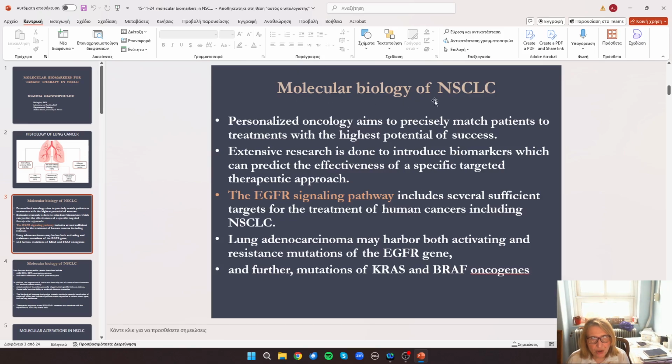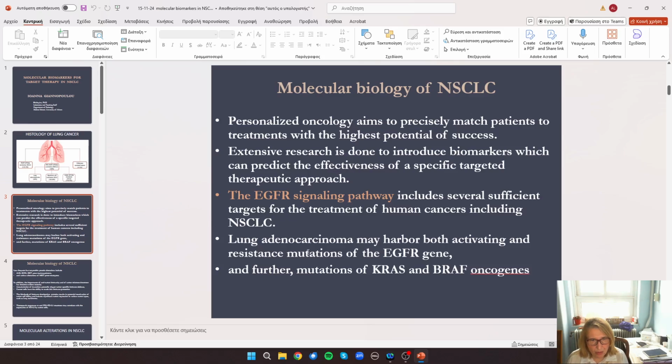Molecular biology of non-small cell lung cancer. Personalized oncology aims to precisely match patients to treatments with the highest potential of success. Extensive research is done to introduce biomarkers which can predict the effectiveness of a specific targeted therapeutic approach. The EGFR signaling pathway includes several suitable targets for the treatment of human cancers, including non-small cell lung cancer.